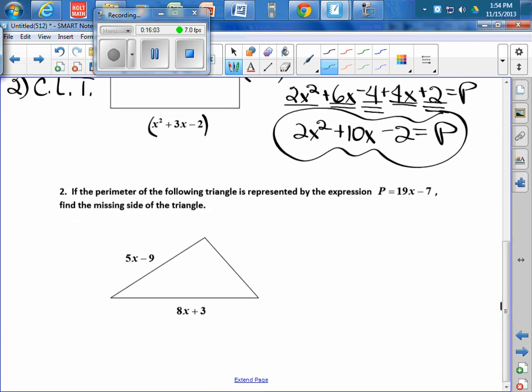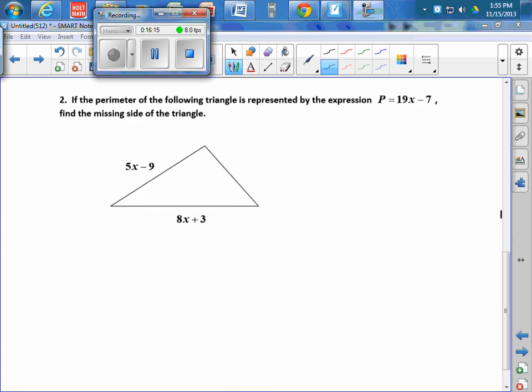In number 2, if the perimeter of the following triangle is represented by the expression P, the perimeter, P is equal to 19x minus 7, find the missing side of the triangle. Well, before we tackle this problem, let's think about this. Draw another triangle down here. What if in this triangle, we're not talking about the original problem anymore, what if the perimeter were, say, maybe 25?